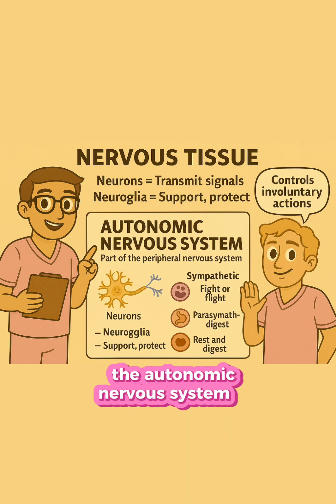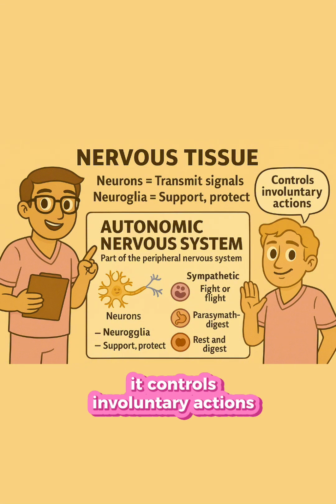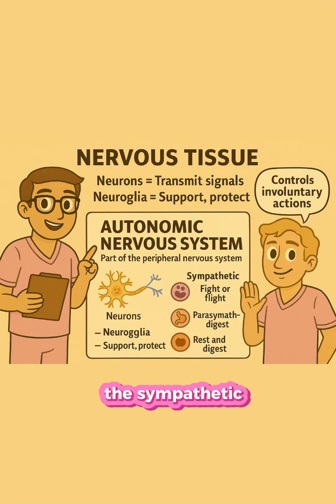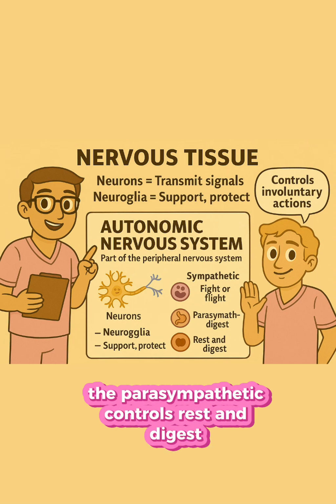The autonomic nervous system is part of the peripheral nervous system. It controls involuntary actions, like heartbeat and digestion. The sympathetic division handles fight or flight. The parasympathetic controls rest and digest.